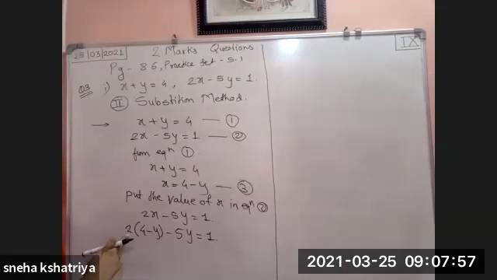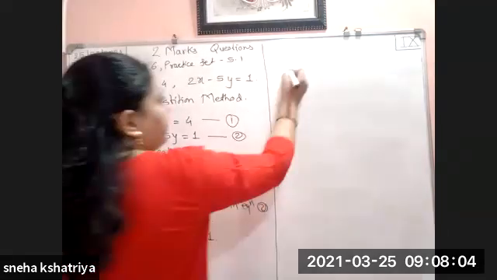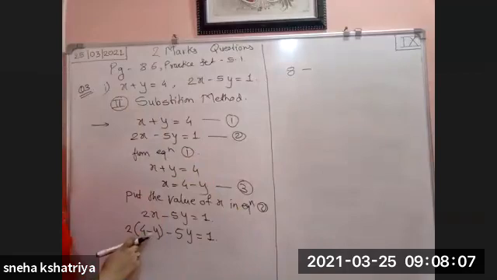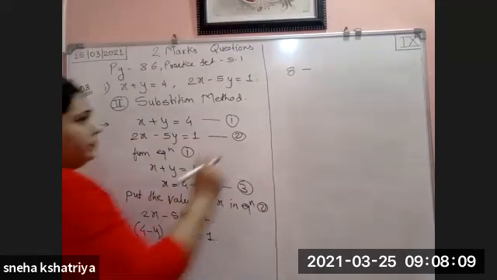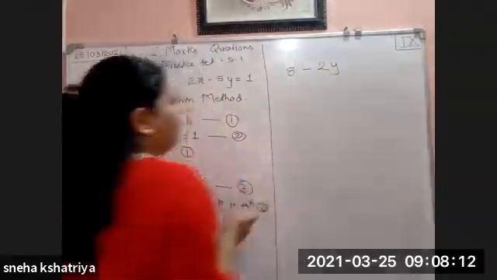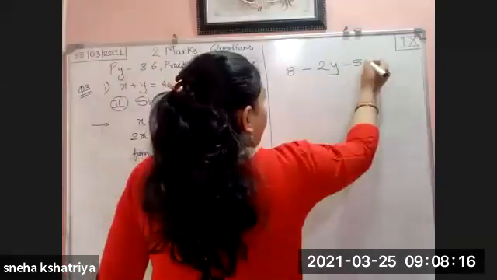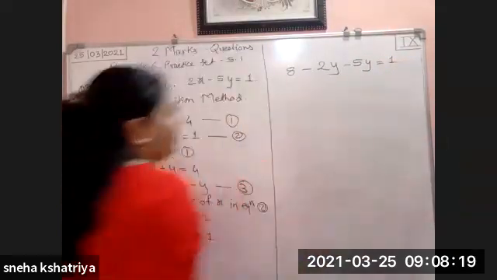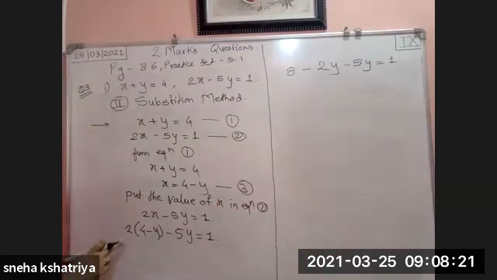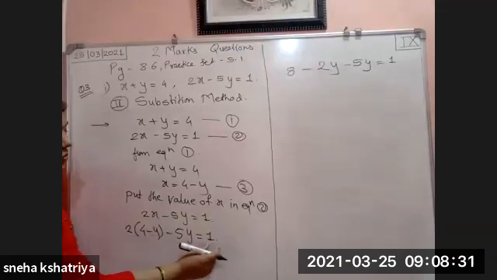Now multiply this 2 in the bracket. 2 into 4 is 8. In between, the minus sign is there. 2 into y will become 2y. And here minus 5y is as it is. So we write 8 minus 2y minus 5y, which is equal to 1. See, here I have multiplied 2 in the bracket: 2 into 4 is 8, 2 into y is minus 2y because the minus sign is in between, and minus 5y as it is, equal to 1.